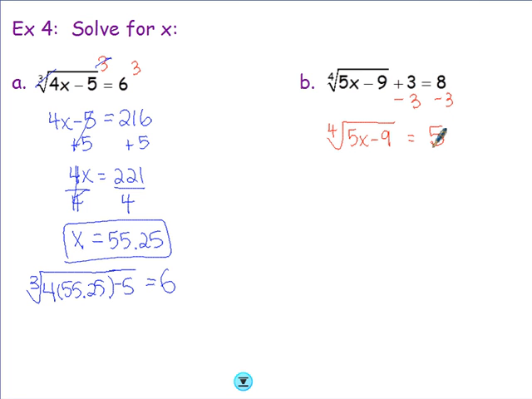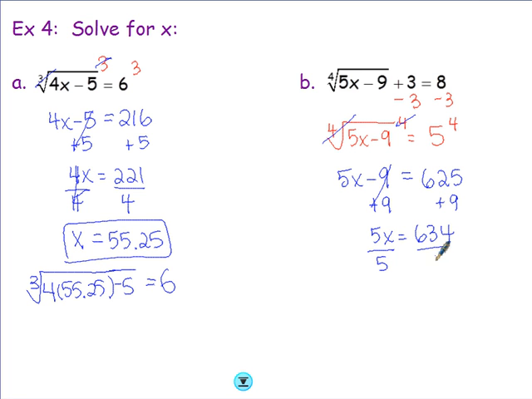We have a fourth root, so I need to use a fourth power to make these guys cancel. That leaves us with 5x minus 9. If you put in your calculator 5 to the power of 4, your calculator will tell you 625. We are now going to add 9 to both sides. That leaves us with 5x equals 634. And then we are going to divide both sides by 5, and that gives us 126.8.